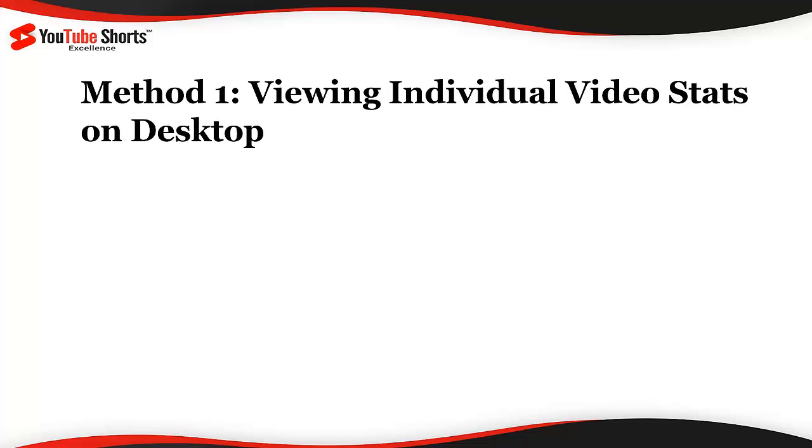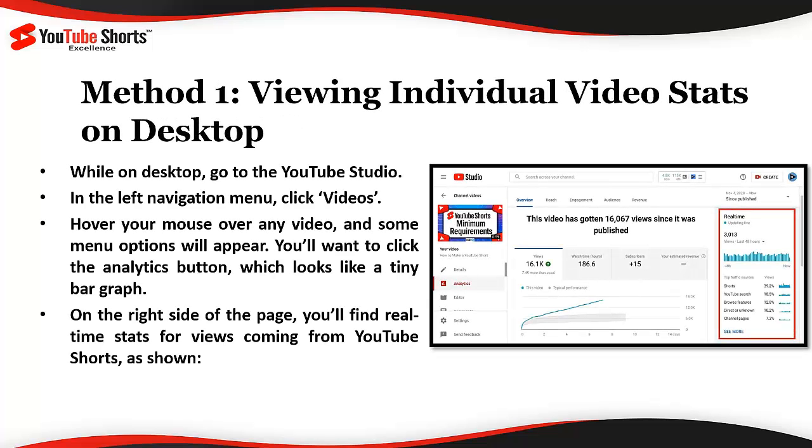Method 1. Viewing individual video stats on desktop. While on desktop, go to the YouTube Studio. In the left navigation field, click Videos. Hover your mouse over any video and some menu options will appear. You'll want to click the Analytics button, which looks like a tiny bar graph. On the right side of the page, you'll find real-time stats for views coming from YouTube Shorts, as shown.